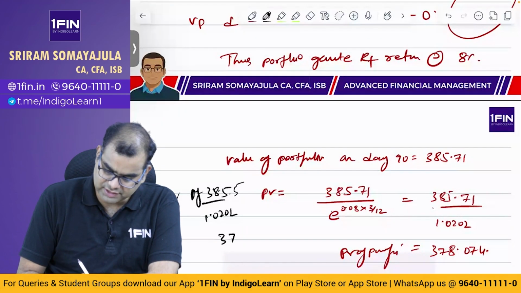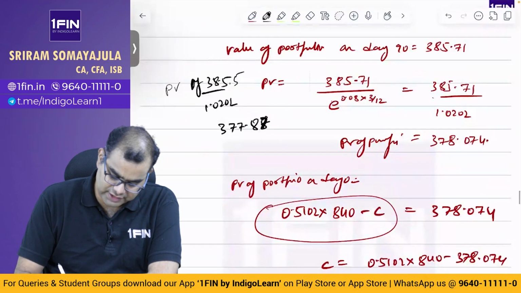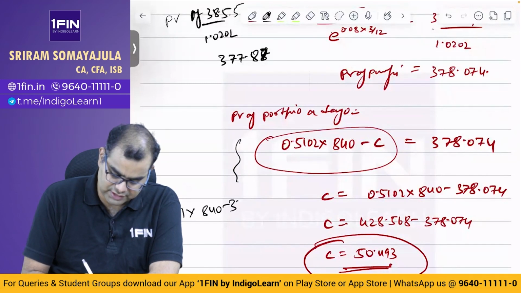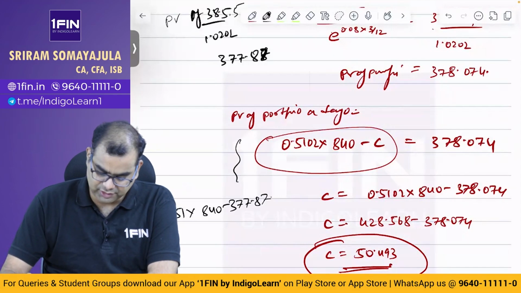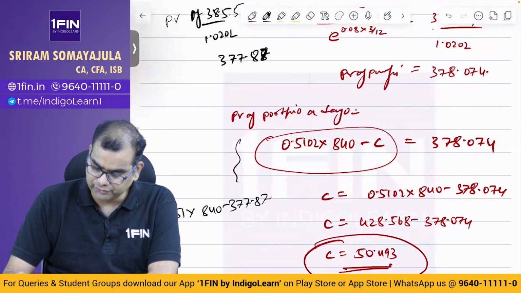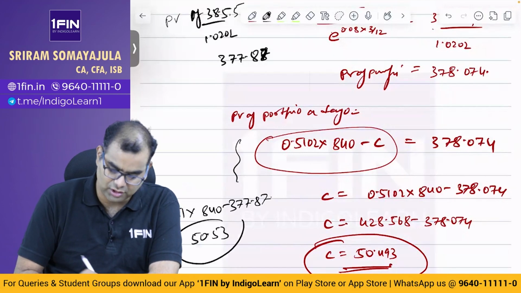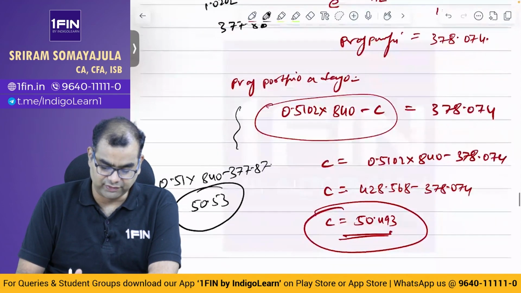That is 377.87. What is the value of this portfolio? 0.51 into 840 minus 377.87. You're getting 50.53. You see, there's a small rounding off related issue.